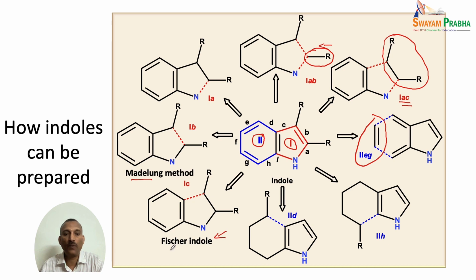And mainly we will now focus only on the Fischer indole synthesis, where this particular bond is the one that is in ring structure 1. The C bond is the one which is formed, a single bond formation we will study. And we will also study the 1b bond formation, that means this double bond formation. Here we are going to connect these two bonds, and that is using the Madelung method. So we are going to look at mainly these two reactions.